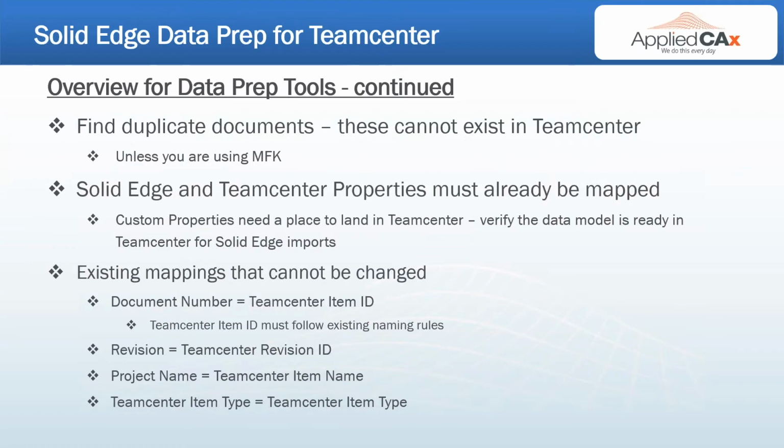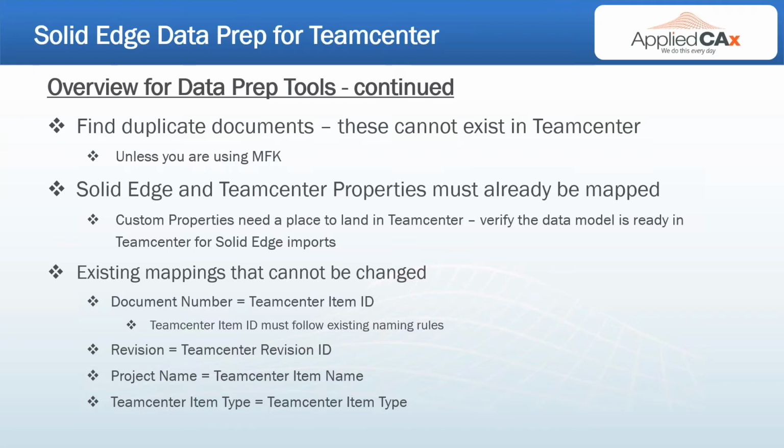When you're working with your data in your isolated folder, look for duplicates because your folder could have subfolders. That's okay. We can work with subfolders in the data prep tools and the import tools, but we can't work with duplicate document names or document numbers unless you have MFK or multi-field key turned on. We're going to continue with this presentation as if we don't have MFK turned on. That is usually 90% of the cases for Teamcenter installations.